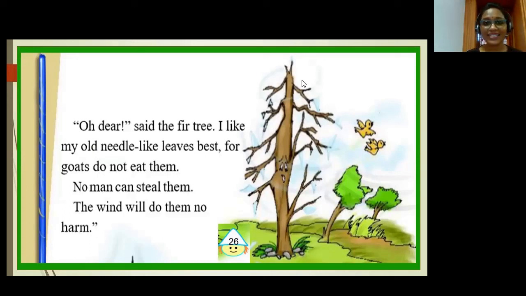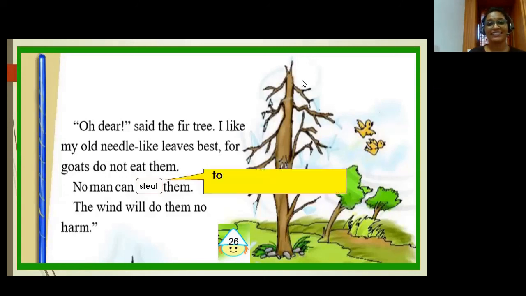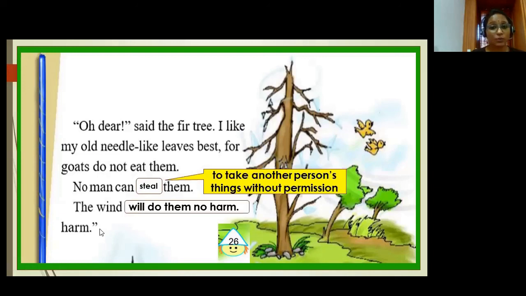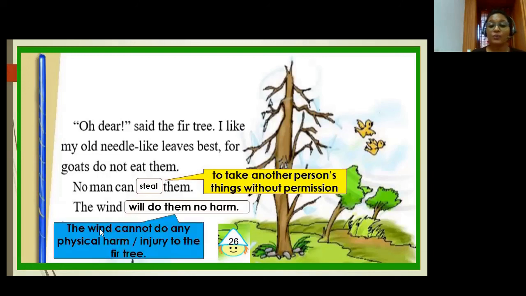The tree now realizes that it is best to have its old needle-like leaves because goats will not eat it, nor would man ever try to steal it, nor could wind do any damage to it. In this paragraph, we have a new word, which is steal. The word steal means to take another person's things without permission. In the last sentence, the wind will do them no harm. The expression will do them no harm means the wind cannot do any physical harm or injury to the fir tree if it has needle-like leaves.